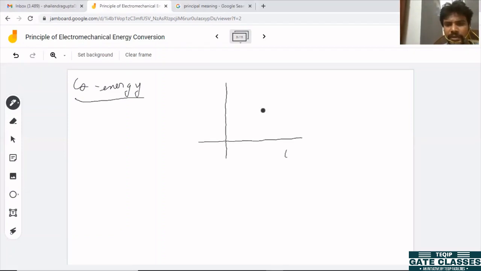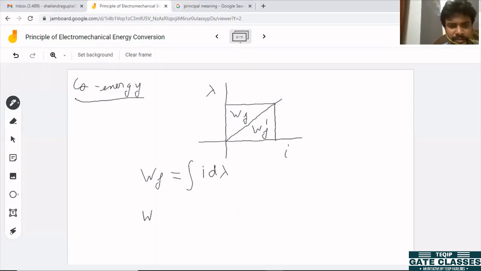If you have got this curve I lambda, and there is a linear relation, and we get a rectangle here, then this diagonal is dividing this rectangle in two parts. The left part, we know, has to be field energy, and the right part is our co-energy. So if we write Wf to be the integral of i d lambda, then it is not difficult to understand that Wf dash will be lambda di.